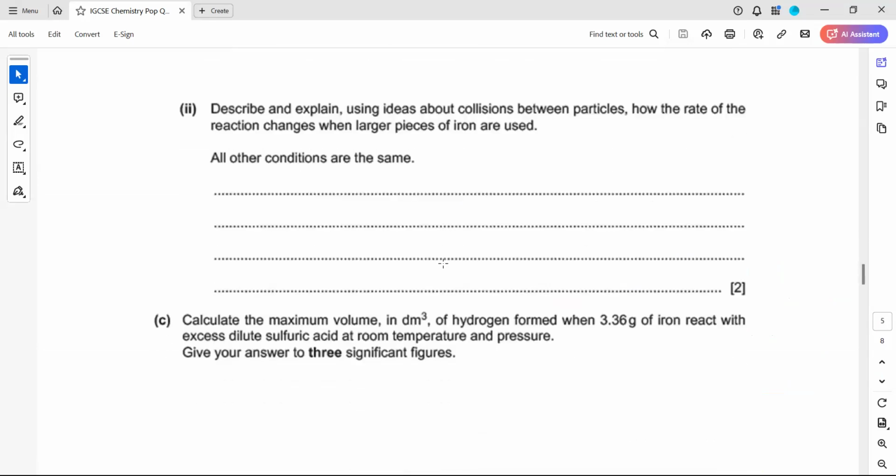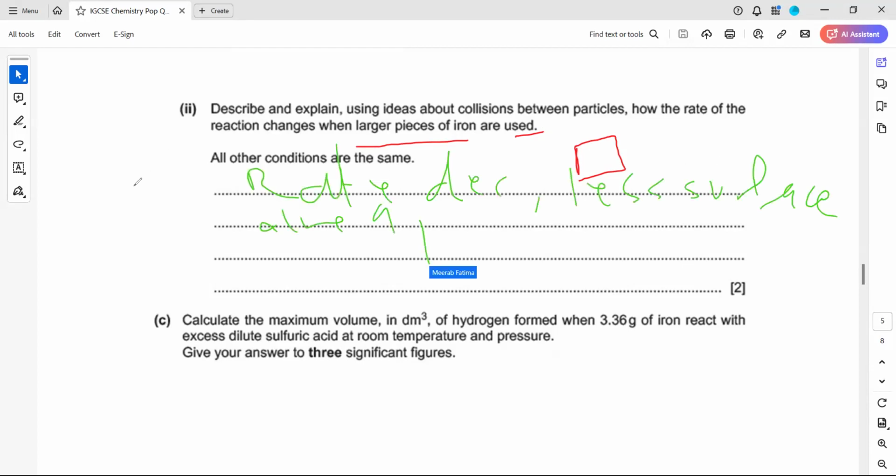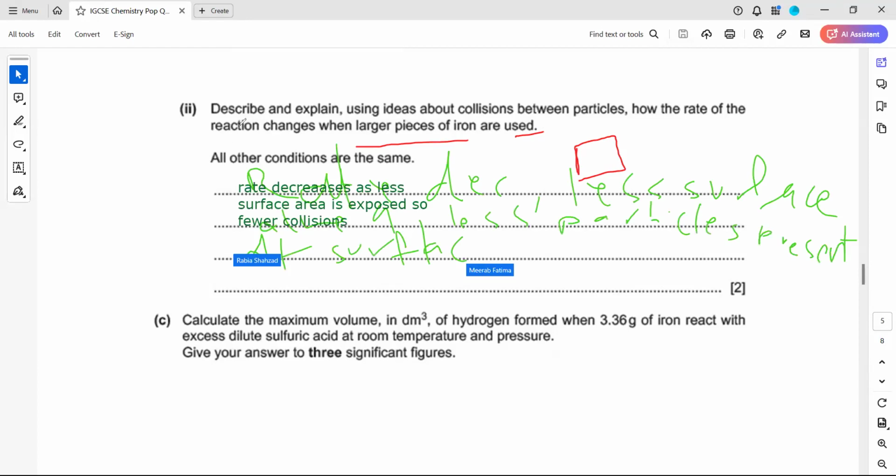Describe and explain, using the idea about the collision between the particles, how the rate of a reaction changes when a large piece of iron is used. If you use large pieces of iron, the same amount, but large pieces, how will the rate differ? Will it increase or decrease? So if you use a large piece, what will happen? The rate will decrease because it will have a smaller surface area. That's right.